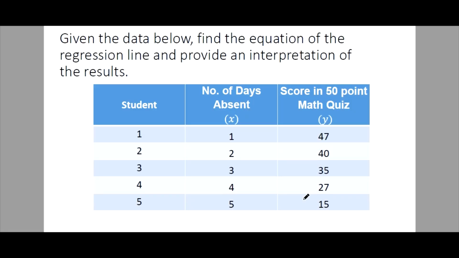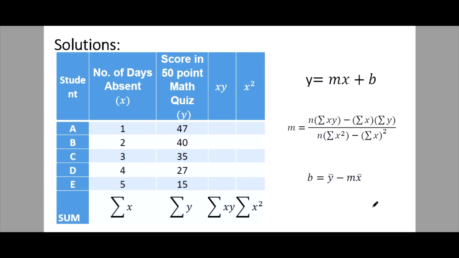And last example, we have the number of days absent and of course your score in a 50-point math quiz. Obviously, when you're absent, the more you absent, the more you will get a low score. So obviously, by just looking at this, we'll have a negative correlation, because the higher the absences, the lower your score. So let's try to find this out by looking at the slope also.